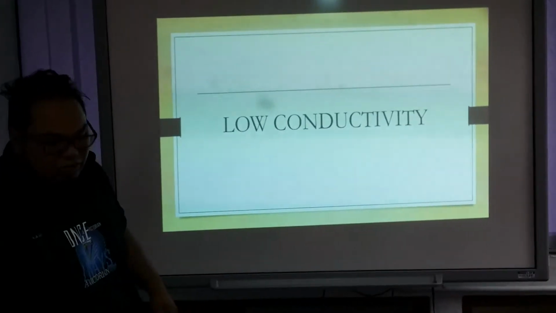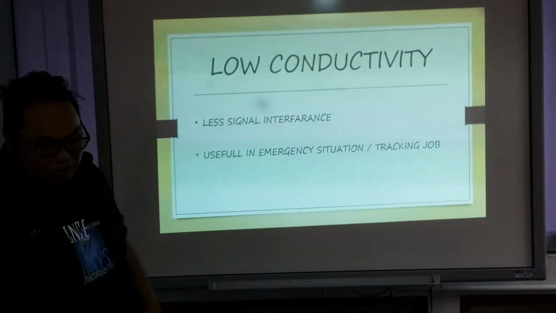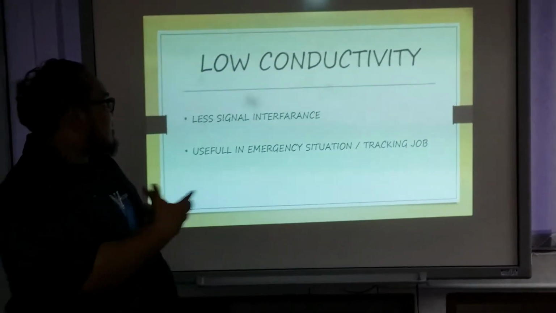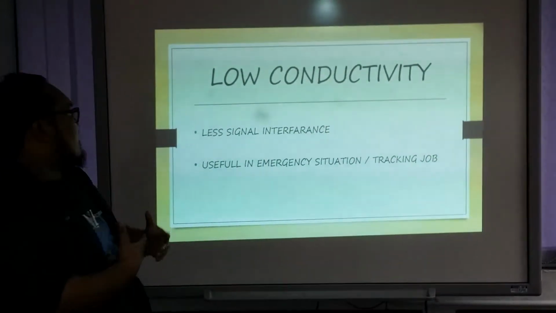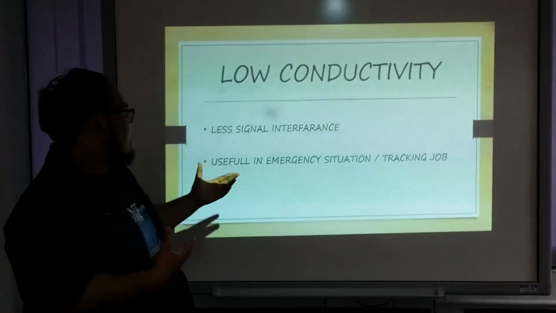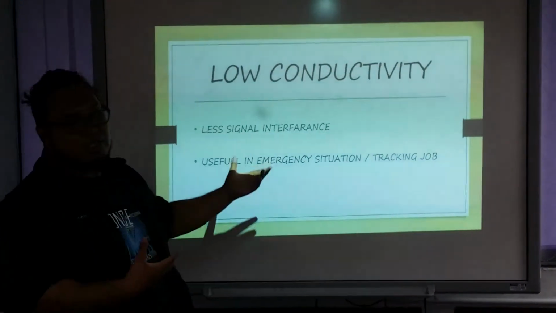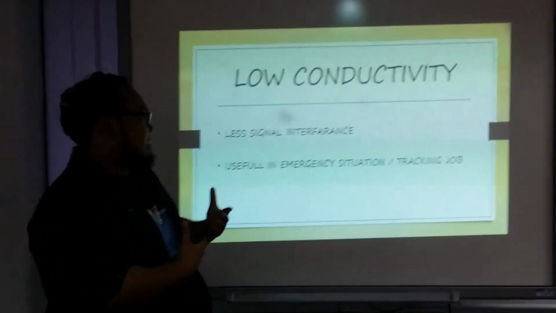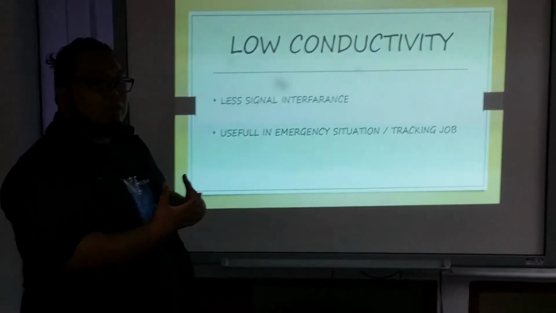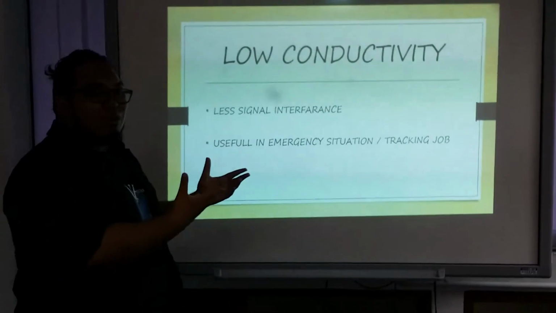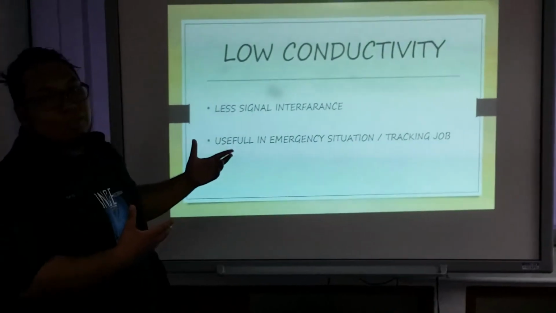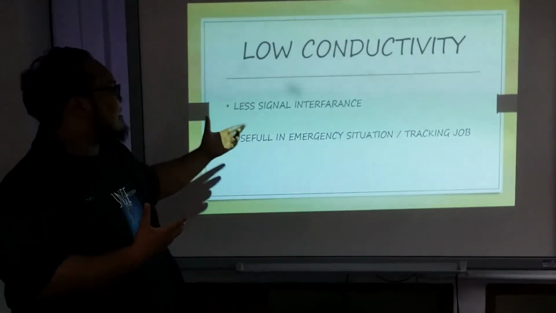So let's go to low conductivity. When the machine uses DRA technology, it will give less signal interference to the machine. So this will make the machine useful in emergency situations or in tracking jobs, such as the phone. It has GPS technology for tracking or to give you directions to where you want to go. So that is why DRA is also used in phones, because it reduces the signal interference.